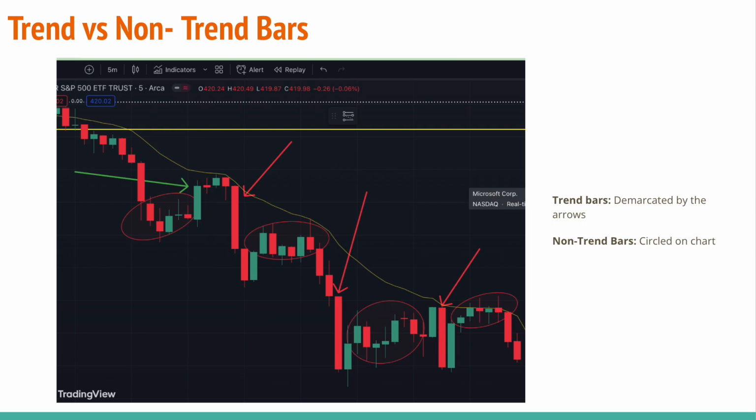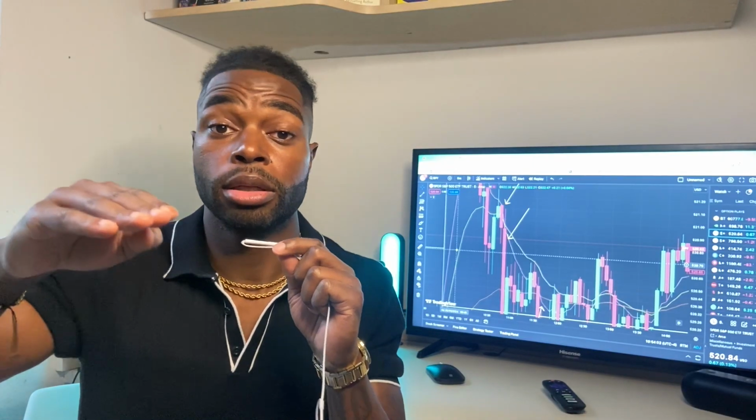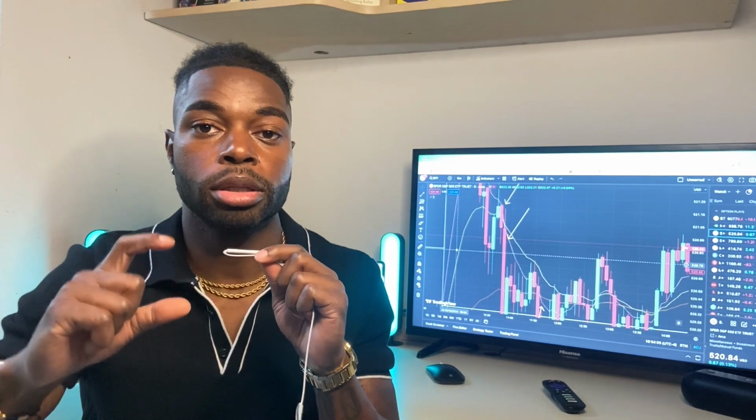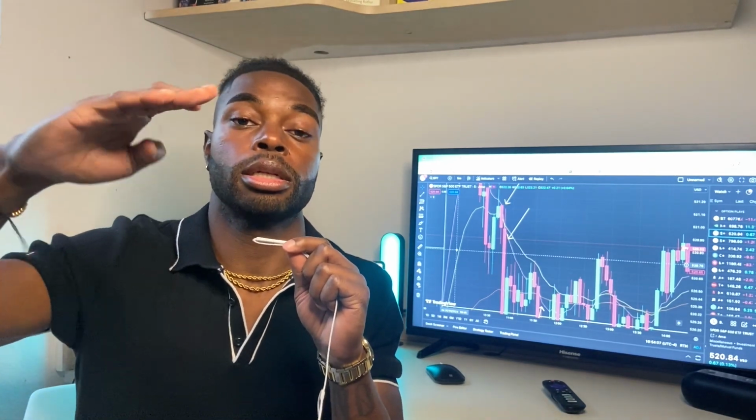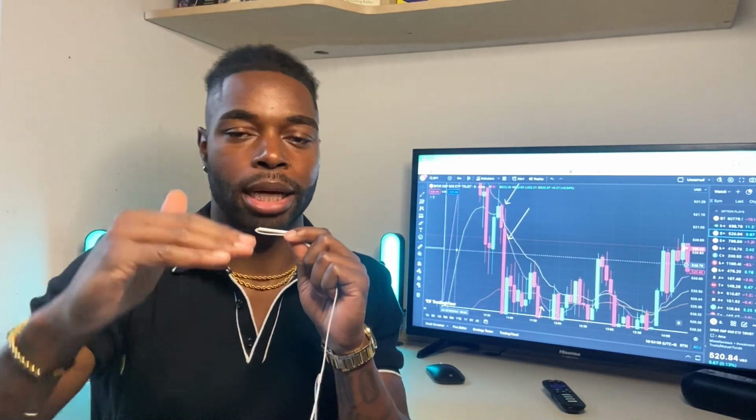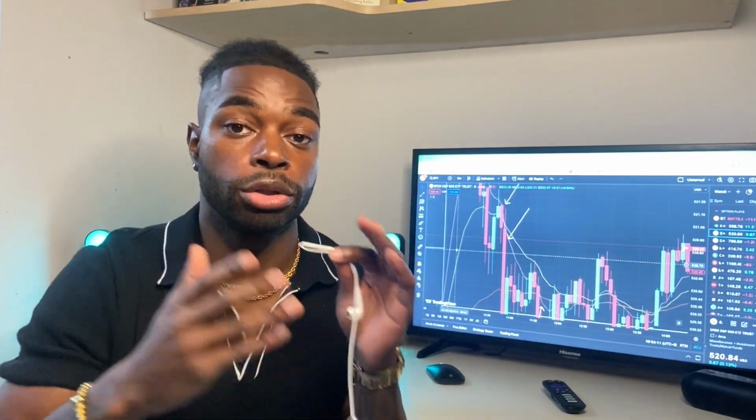Now, a non-trend bar is a bar that just kind of causes consolidation. So it's just very small bars or dojis where when you see them form, they don't really help price go up or down. They just kind of cause price action to go sideways. Trend bars cause big movements in prices and contribute to an upward or downward direction in the overall trend.